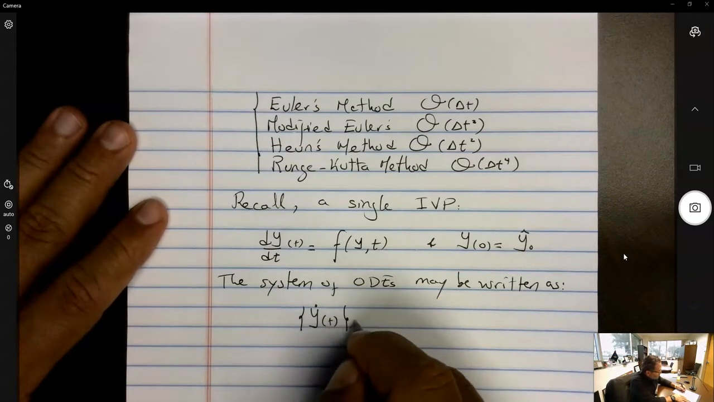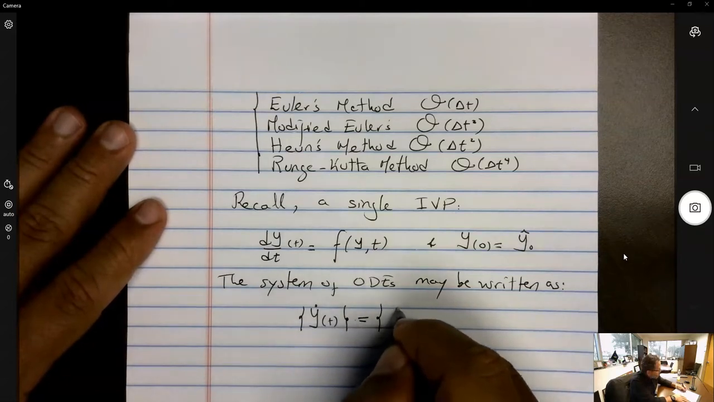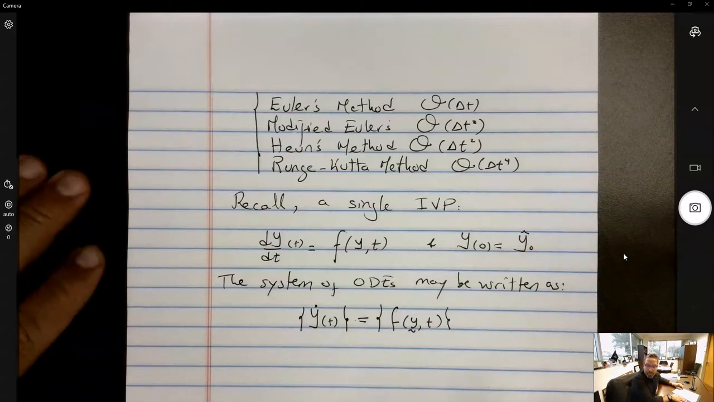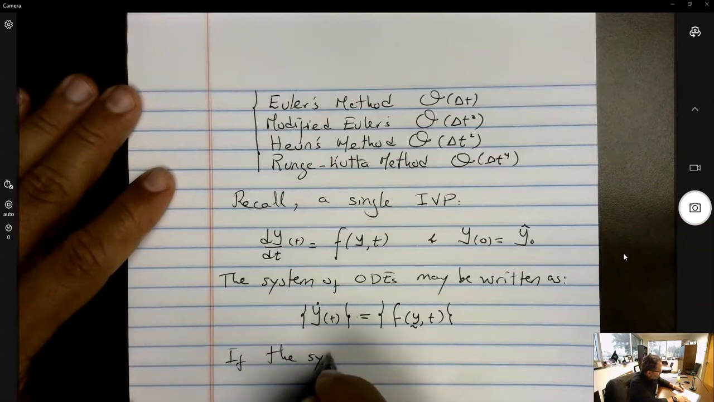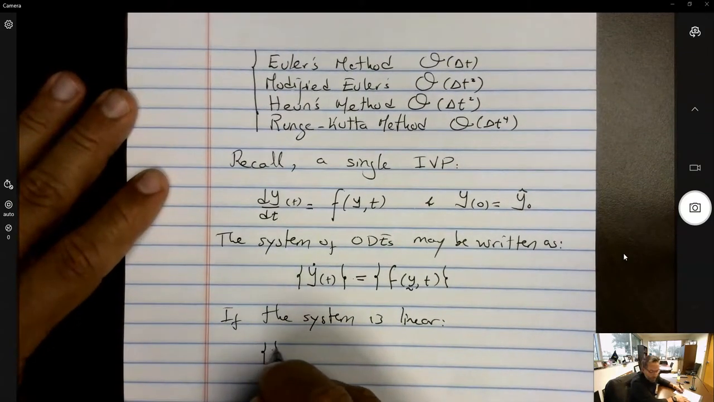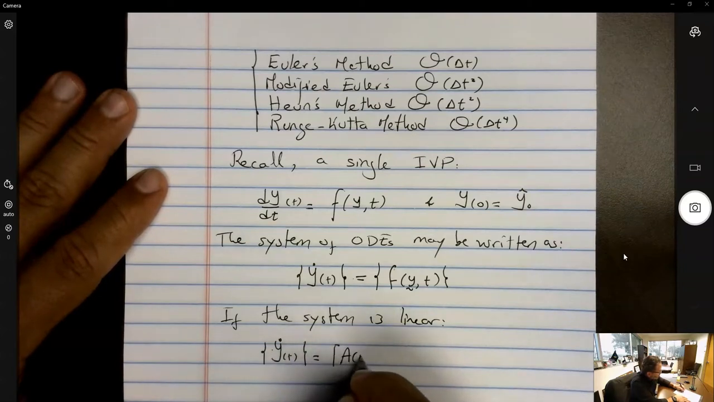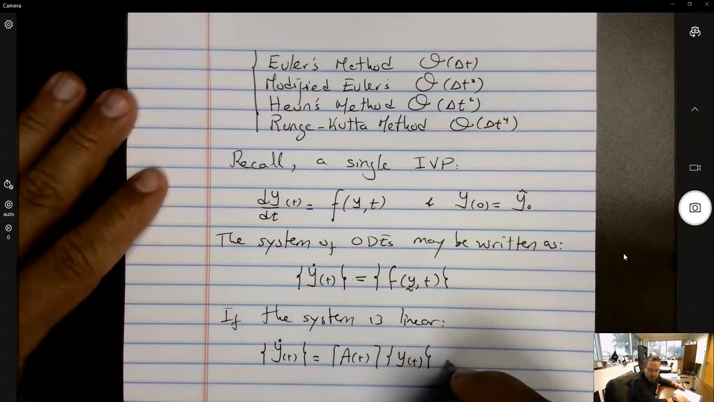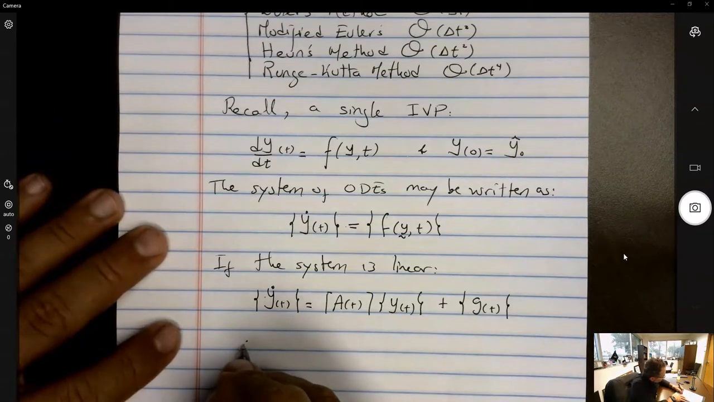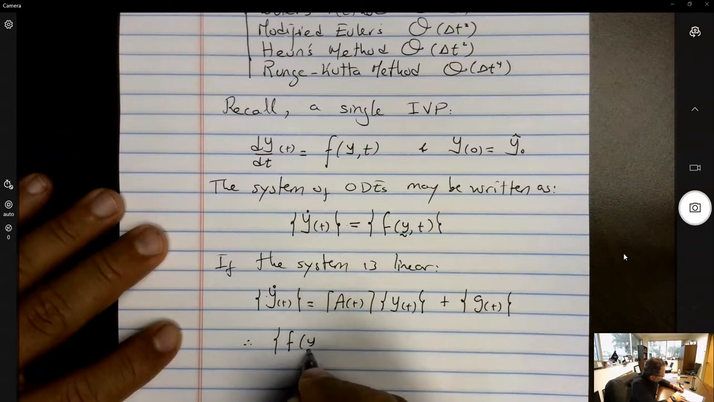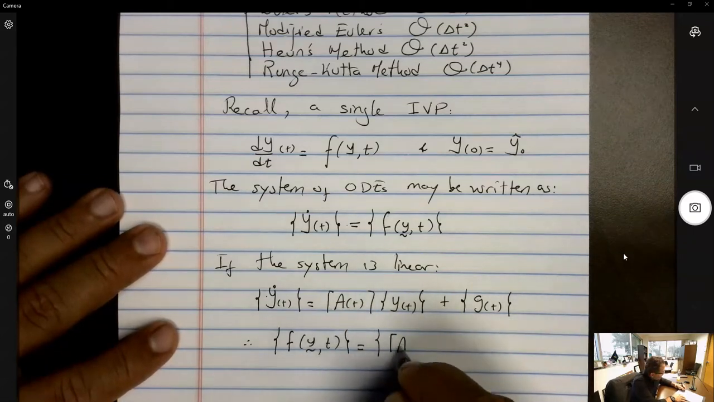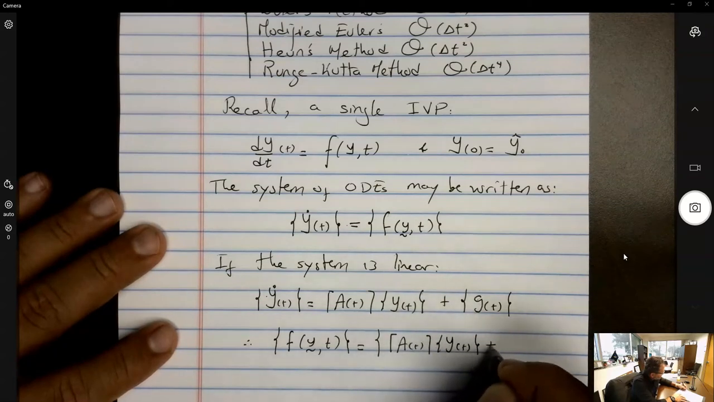y dot of t, which is the derivatives of each of the state variables, is equal to some vector of functions of y and t, where y, remember, is a vector. Now, if the system is linear, as we're suggesting for this particular application, then y dot is equal to a matrix times the vector of state variables or unknown variables plus the known vector of independent terms. Therefore we can encapsulate the functions as this entire right hand side, which is a vector because a matrix times a vector makes up a vector. So it's a vector A(t) y(t) plus g(t).